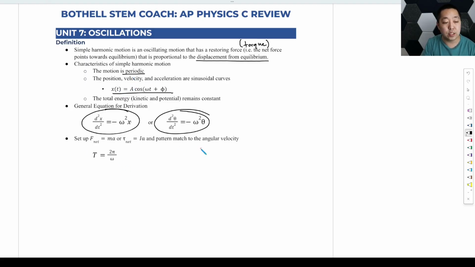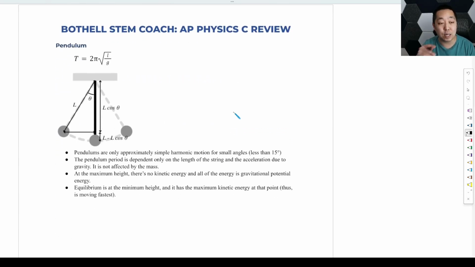Okay, so that's the general process. You're going to do net force equals ma or net torque equals I alpha, and you're going to pattern match the angular velocity. The period is going to be 2 pi over omega, if you remember that from your graphs of sine and cosine back in your pre-calculus days. Okay, so there's a few examples we look at. One is the pendulum. The pendulum period equation is given as 2 pi root L over g. That's because omega is the square root of g over L.